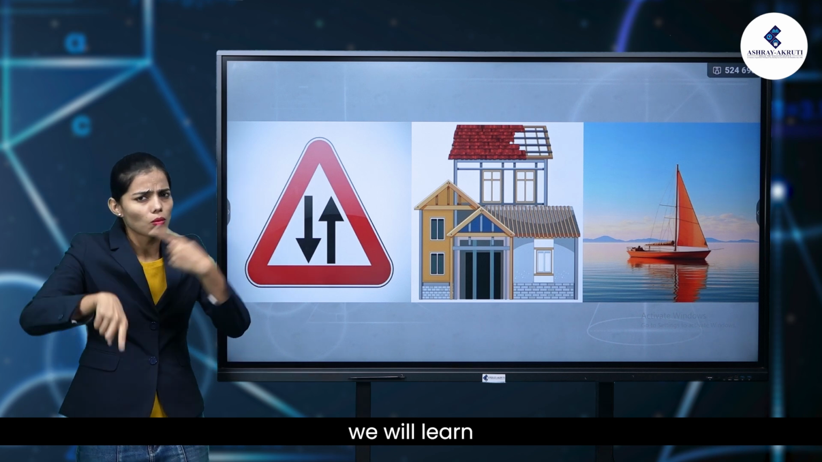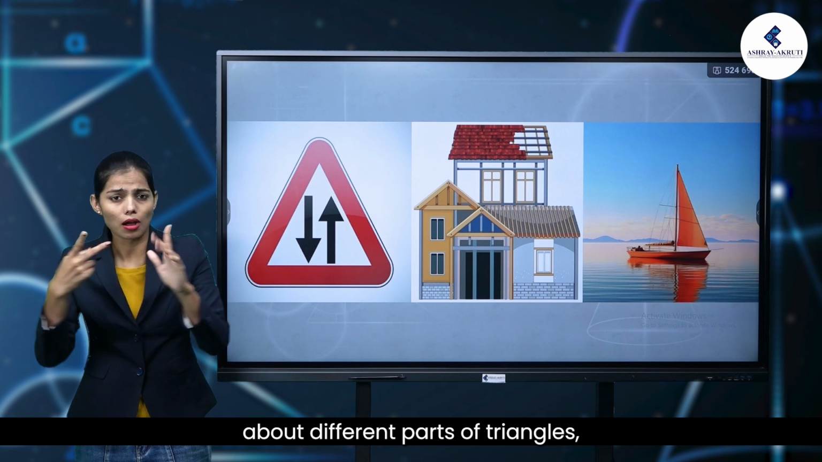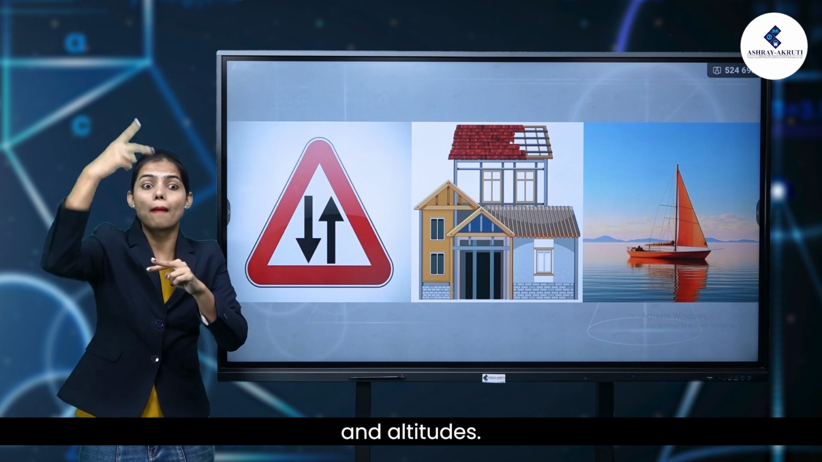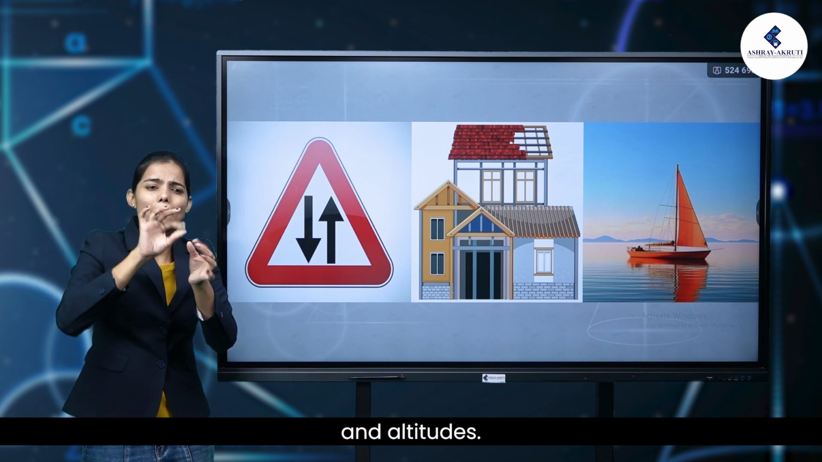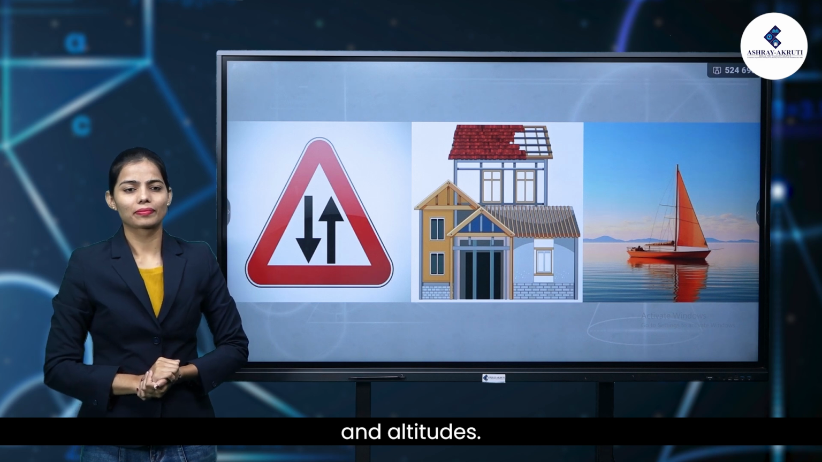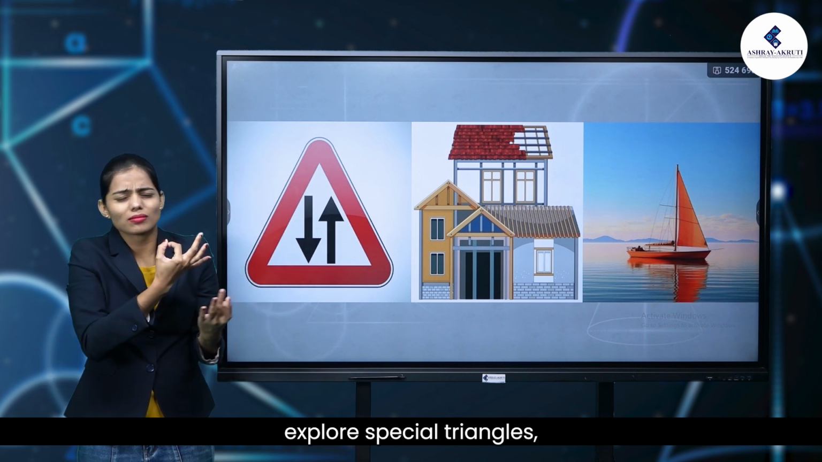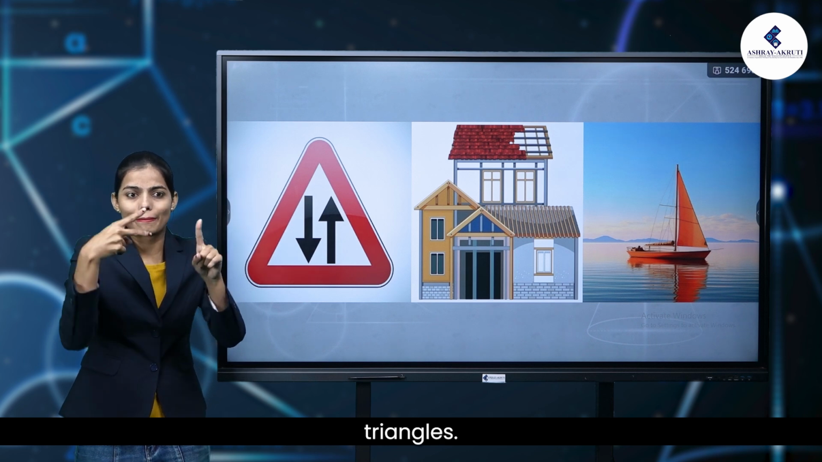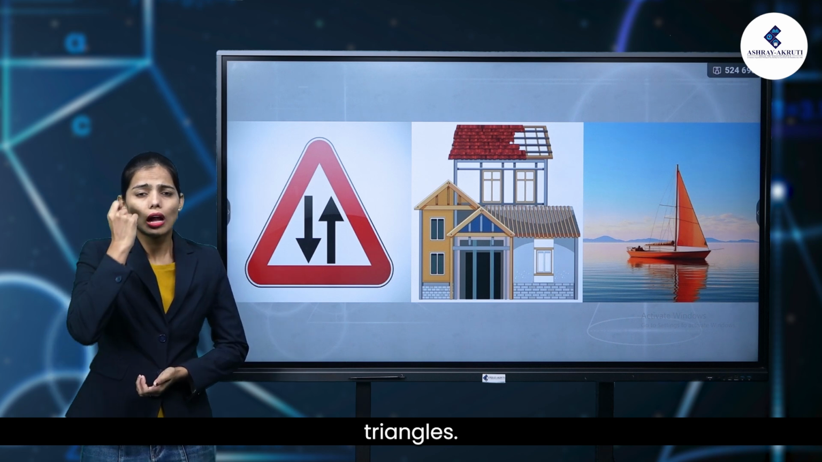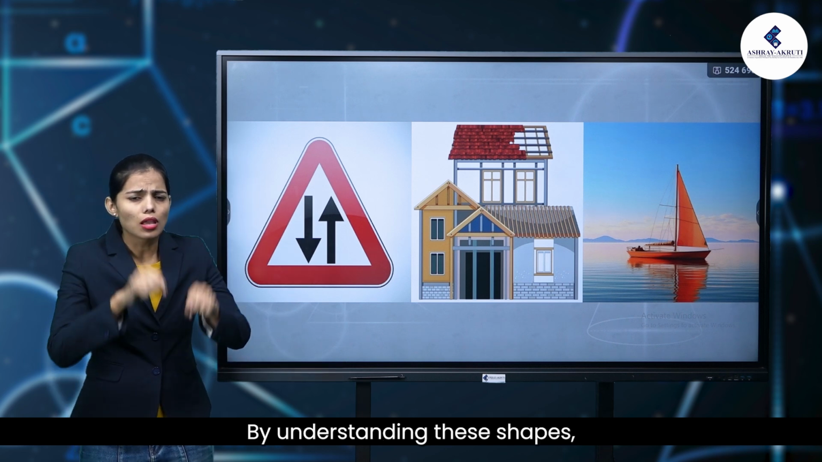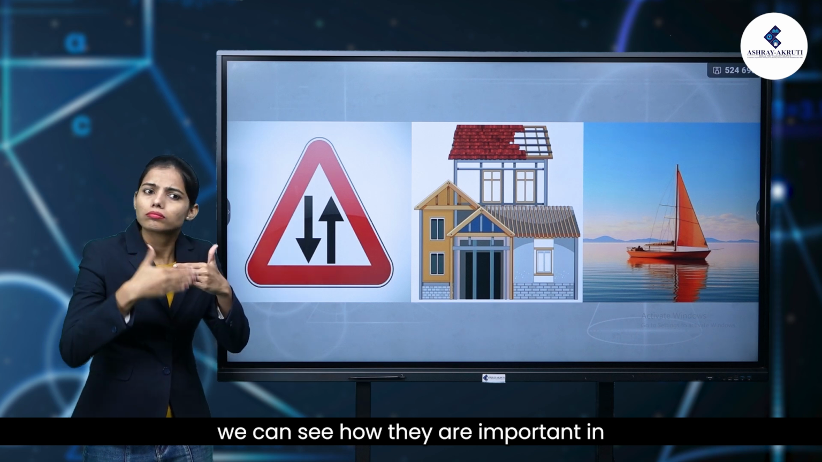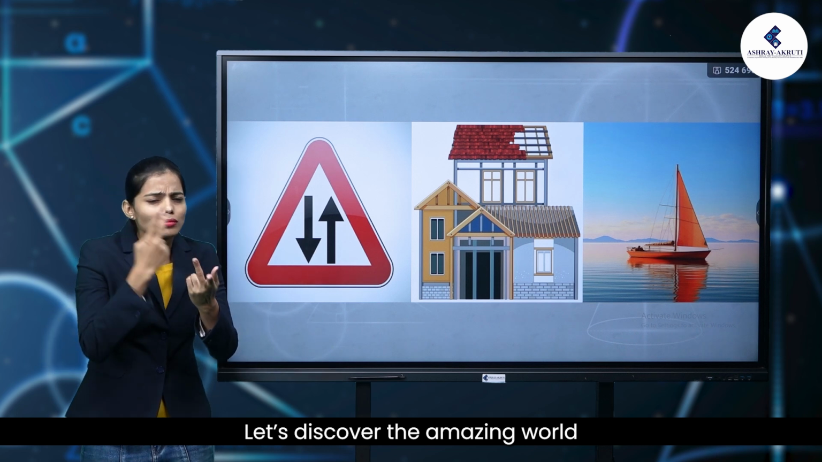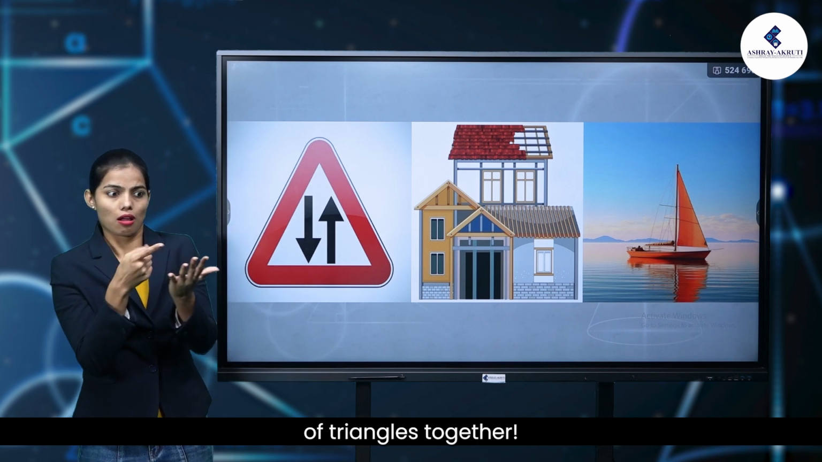In this lesson, we will learn about different parts of triangles like medians and altitudes. We will also explore special triangles like equilateral and isosceles triangles. By understanding these shapes, we can see how they are important in construction and design. Let's discover the amazing world of triangles together.